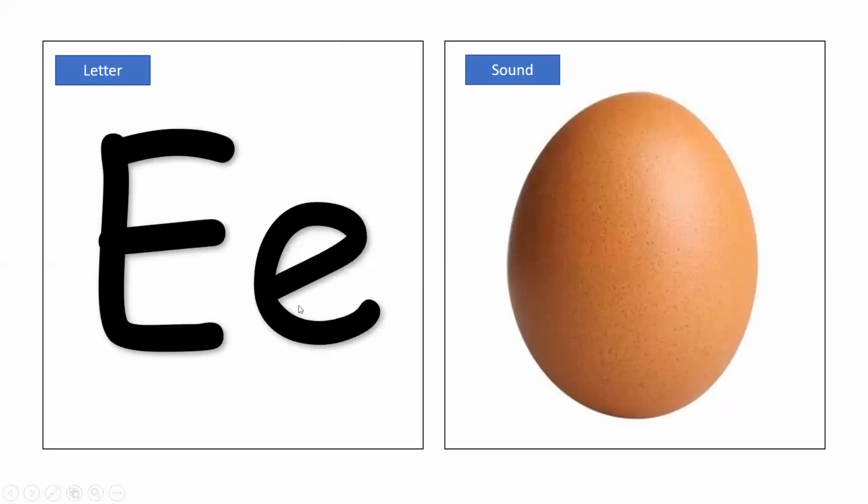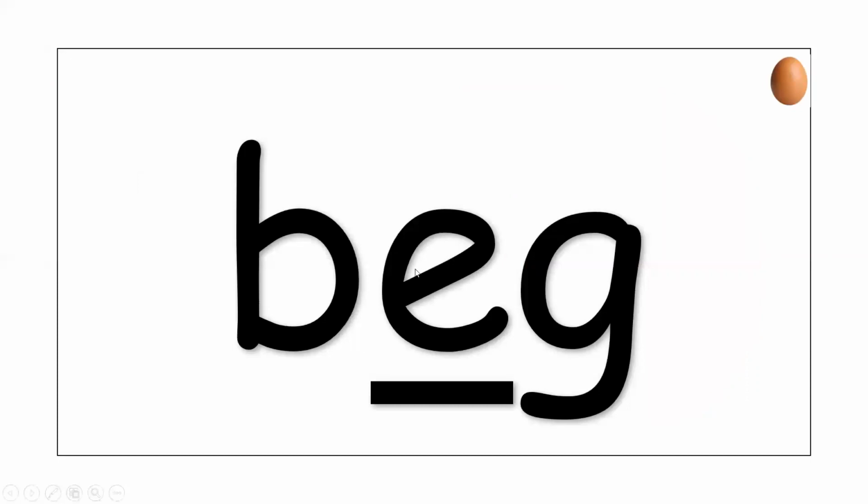Now the letter E. Remember the sound? E for egg. Very good. Let's read a word. What's this sound now? It's not the letter we are reading it with. It's the sound we are reading with. What's the sound for this letter? It's E. So let's read the word now. B, E, G. Beg.